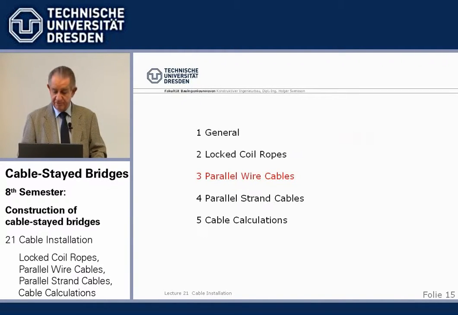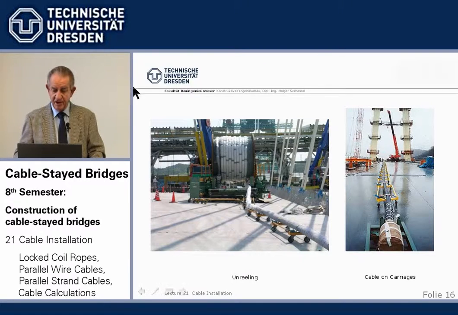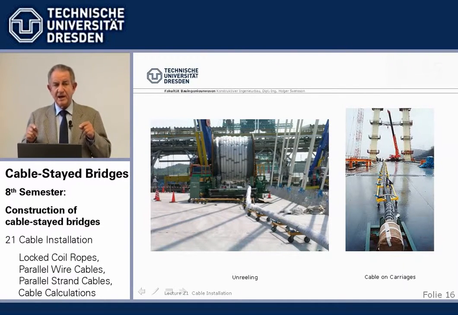Now we come to the next, the parallel wire cables. Because they are also completely shop fabricated, there is some similarity in the installation. They also come on reels, and then they are rolled from the reel on some small movable carriages. Now, the parallel wire cables are, as you may recall, they consist of parallel wires in a PE pipe.